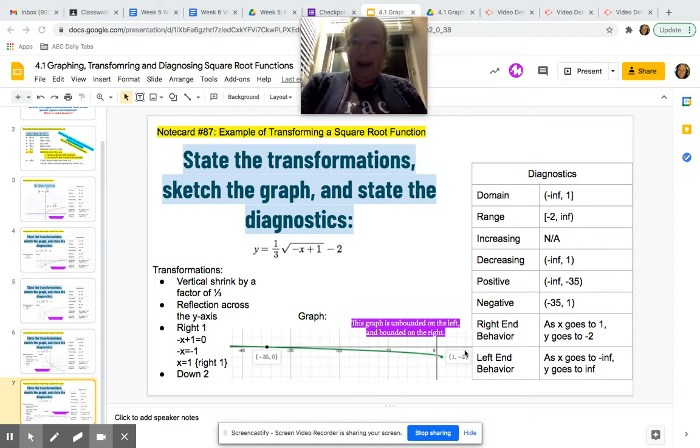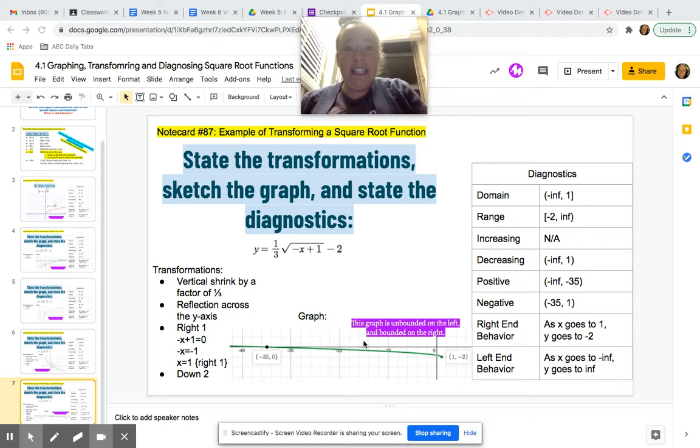Okay. So anyway, it's decreasing on the entire domain, but remember we can't put a bracket on increasing and decreasing. So we're decreasing from parentheses negative infinity to 1, parentheses.